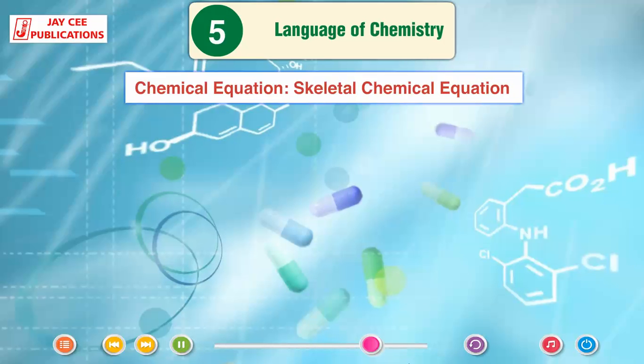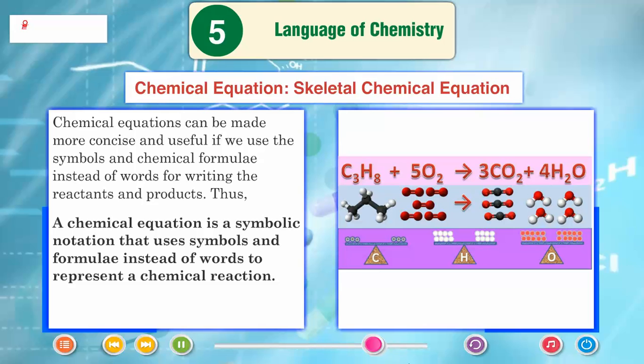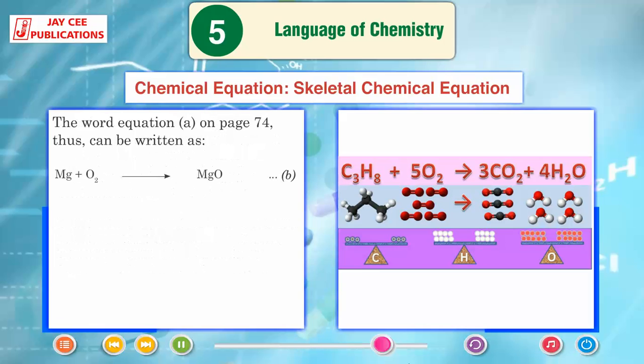Chemical equation: skeletal chemical equation. Chemical equations can be made more concise and useful if we use symbols and chemical formulae instead of words for writing the reactants and products. Thus, a chemical equation is a symbolic notation that uses symbols and formulae instead of words to represent a chemical reaction. The word equation A on page 74 thus can be written as Mg plus O2 gives MgO.